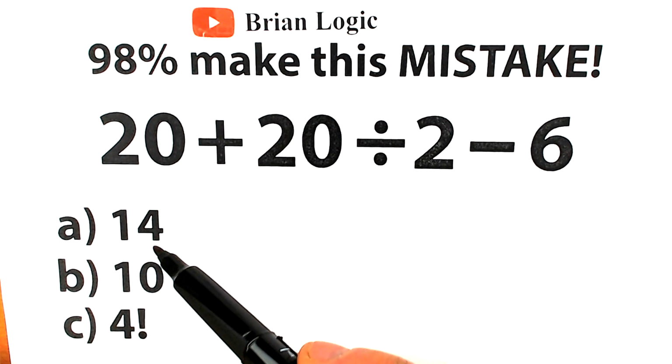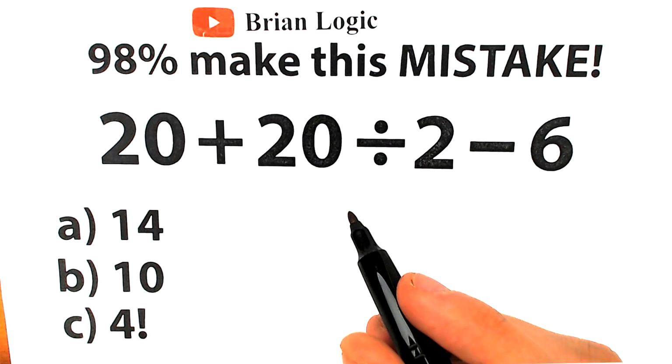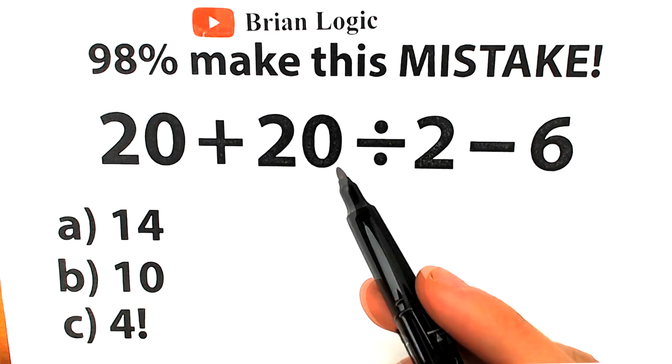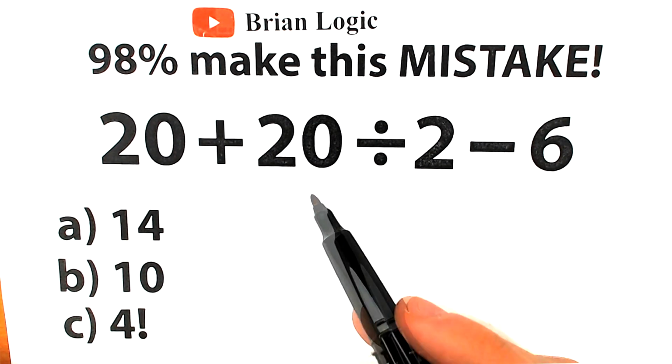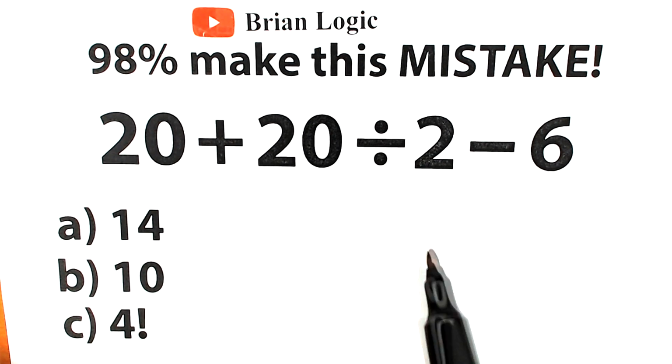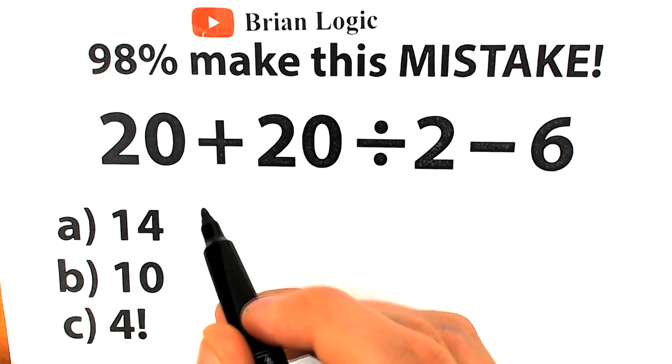We have 4 options A, B and C, so right now choose one option, what do you think is correct, and write your option down into the comment section. It seems like a pretty basic problem. We have addition, division, subtraction, so everyone learned this stuff in the 3rd grade, but a lot of students make this error. So right now I'm going to solve it.